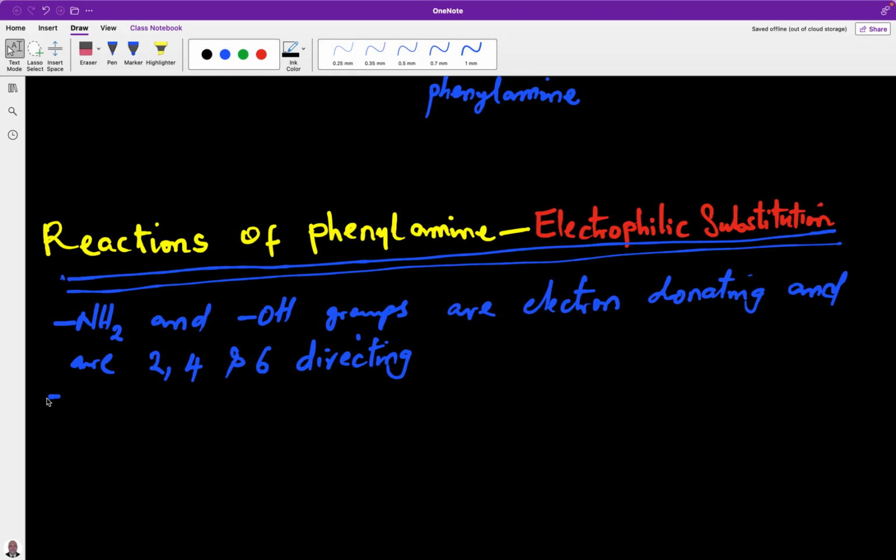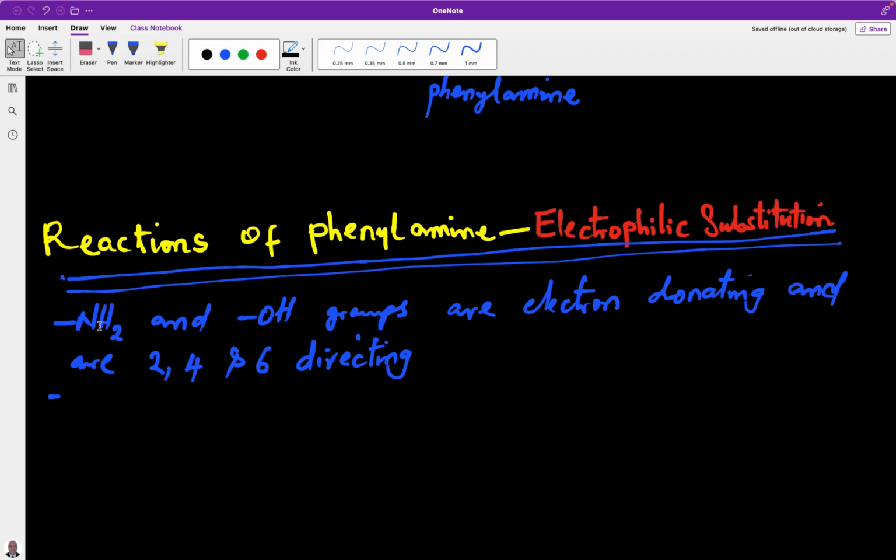So for that purpose, because these groups are electron donating, they will donate electrons to the benzene ring, making the benzene ring have a high density of electrons. And because of the high extra electron density in the benzene ring, it is attacked by electrophiles.